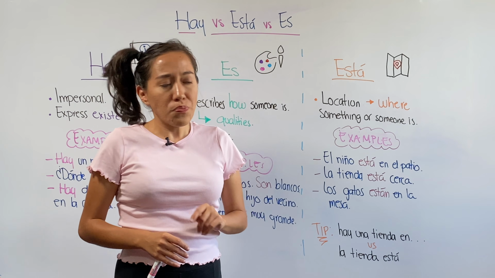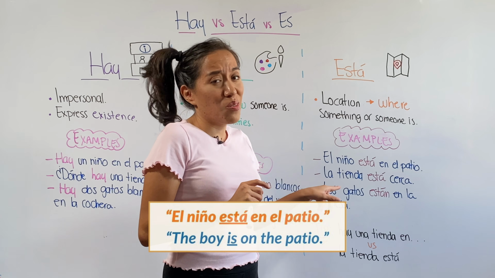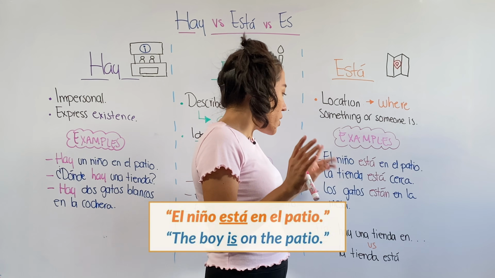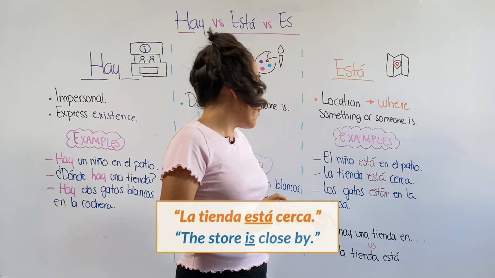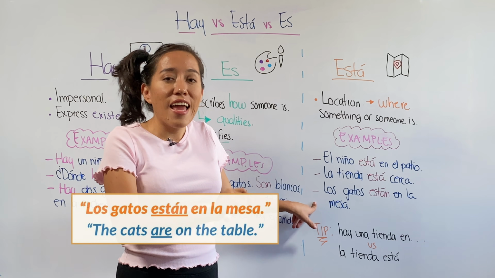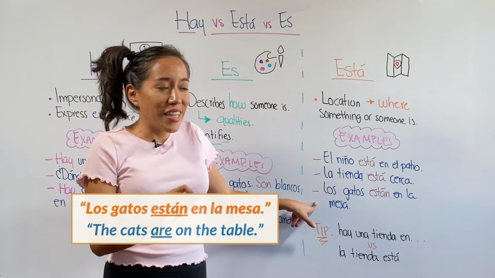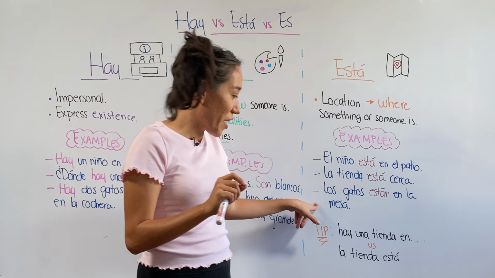For example, el niño está en el patio. I don't know what he's doing, but he's there. Maybe he's playing. La tienda está cerca. Los gatos están en la mesa. The cats are on the table. What are they doing there? Did you put them there?